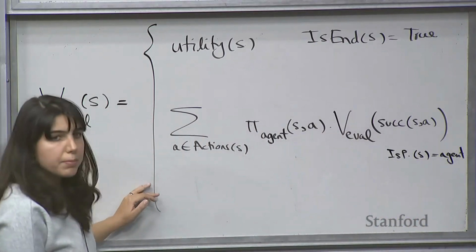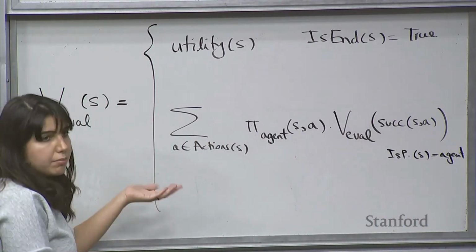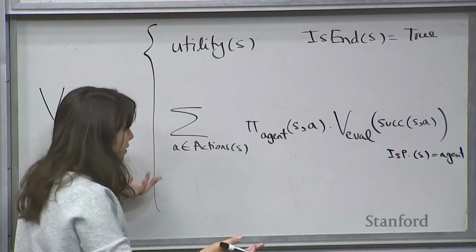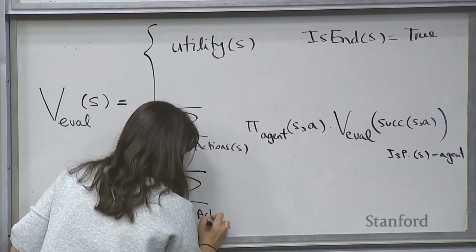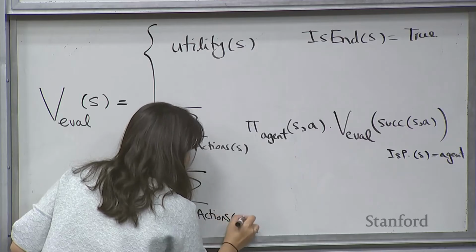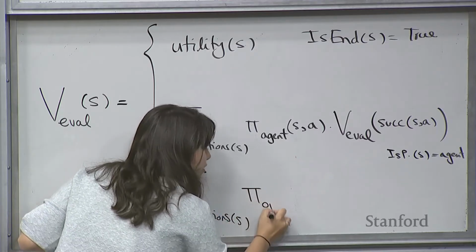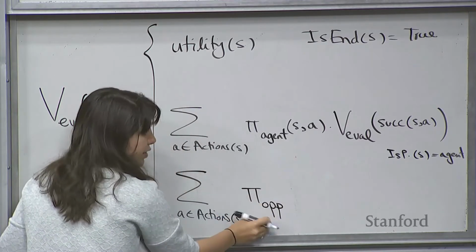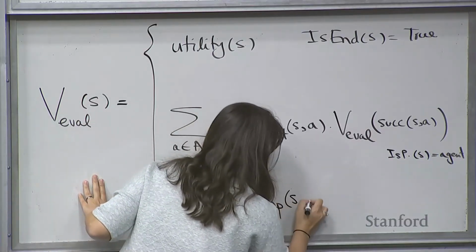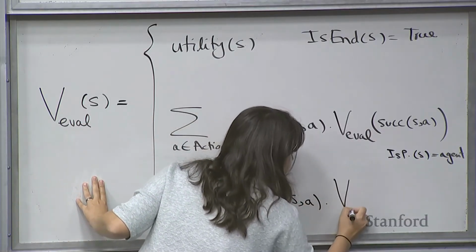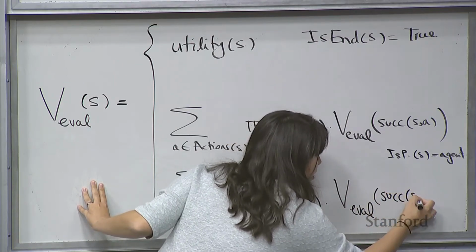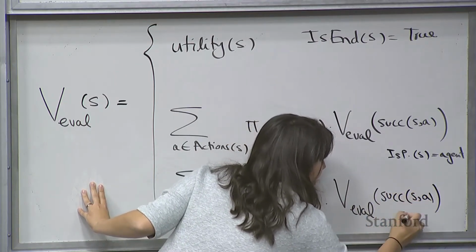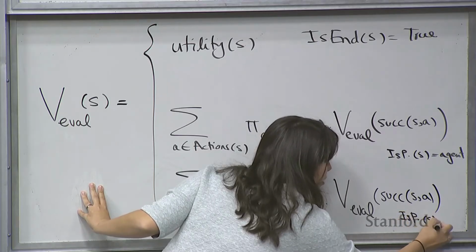What happens if my player is the opponent? I'm going to do the same thing. I have access to the policy of the opponent. I'm again just going to do a sum over all possible actions of the policy of the opponent. This is given to me. Someone gave this to me. Of state and action times the value of the successor state, S and A. And this is the case that my player is the opponent.